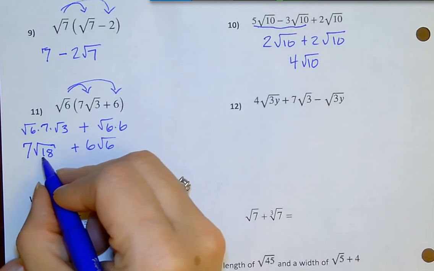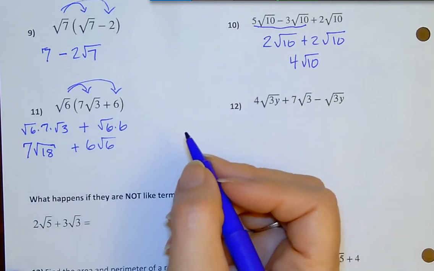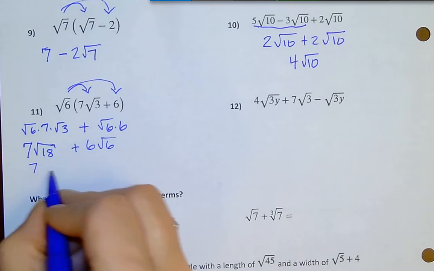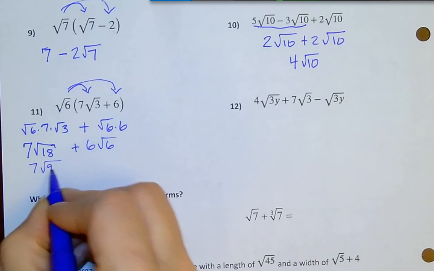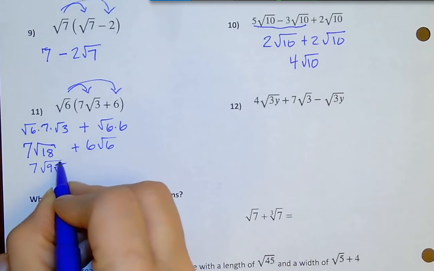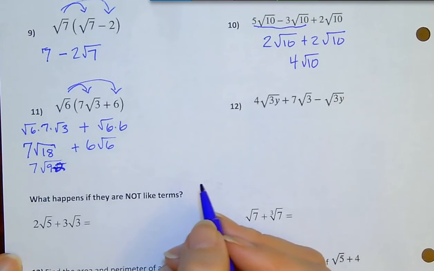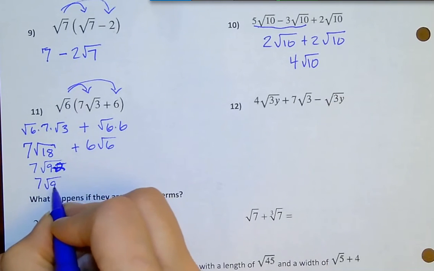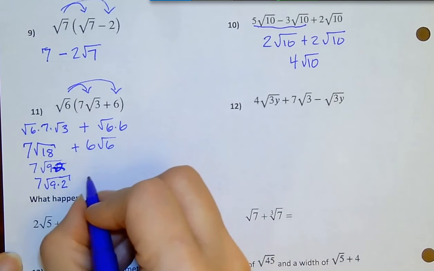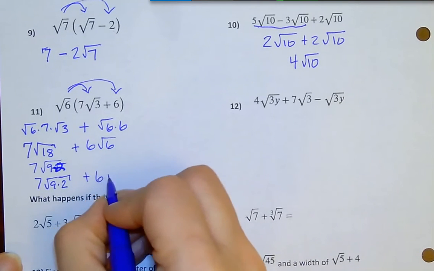So 7 times the square root of 18, I know I can rearrange that, right? That is actually 7 times the square root of 9 times the square root of 2. Oh, what am I doing? Sorry, forgive me. 7 times the square root of 9 times 2. That was crazy talk right there, right here in front of you. Okay, plus 6 times the square root of 6.